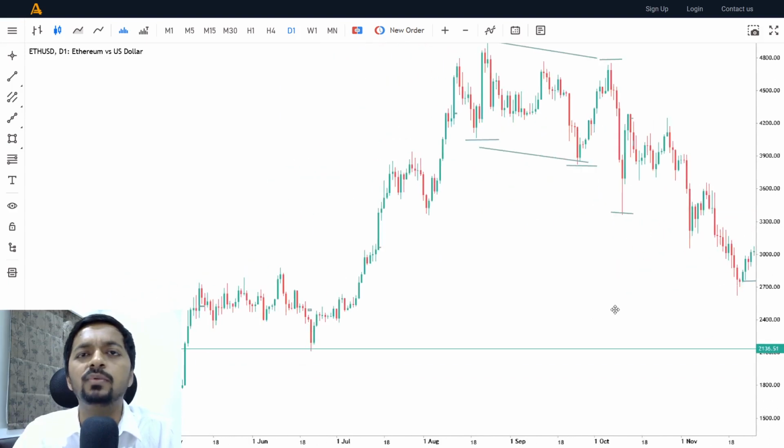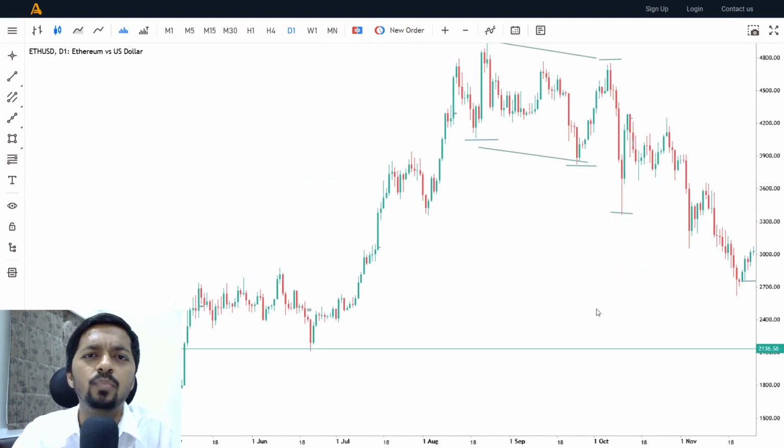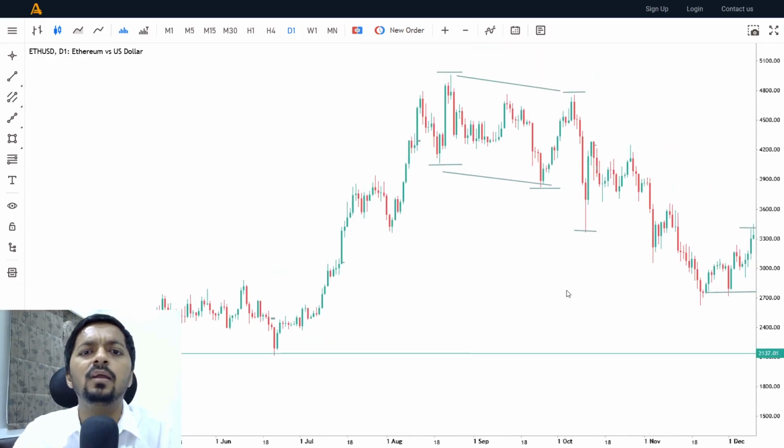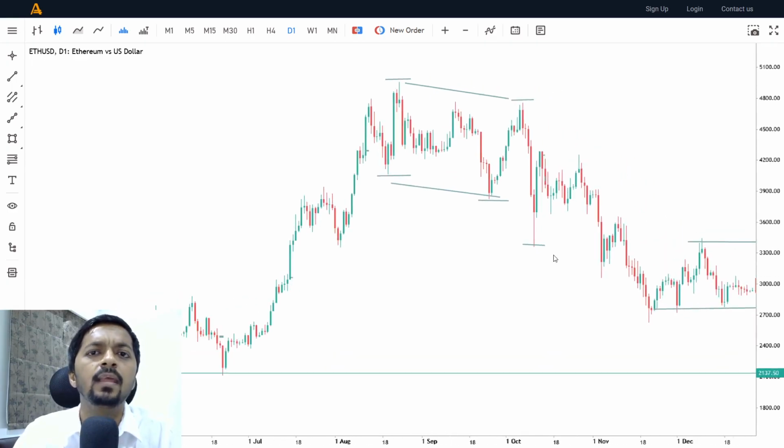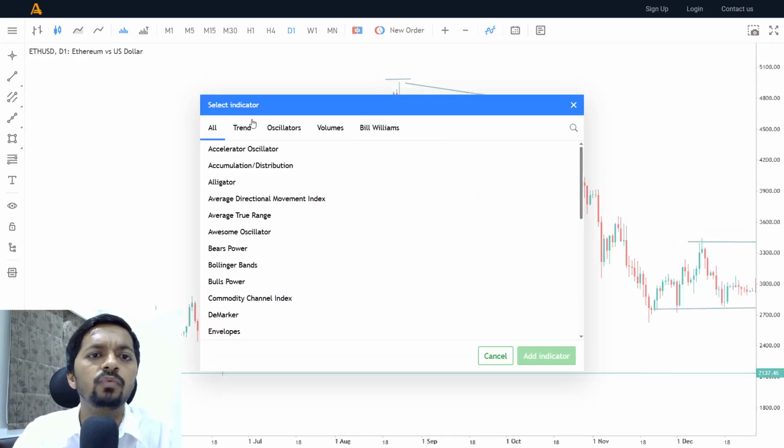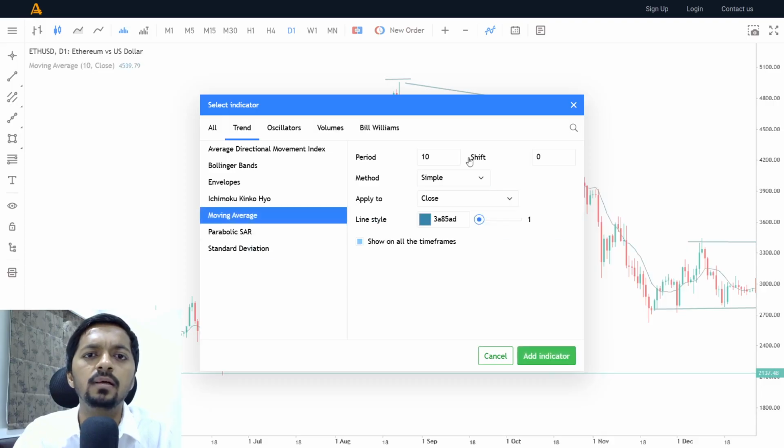Now it's very important for beginners, or we can say intermediate traders, to know how to spot the trend without drawing lines and all, right? So we are using a simple moving average. We are using an indicator to spot the trend.